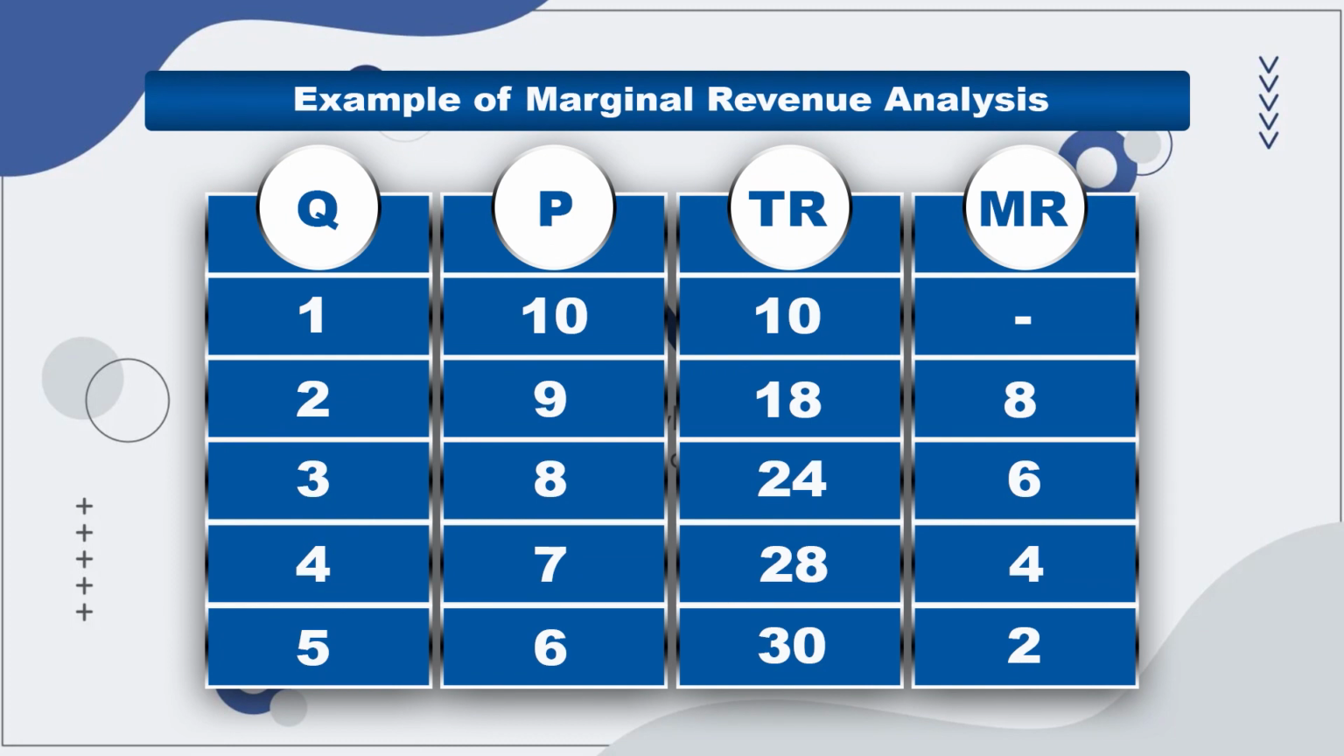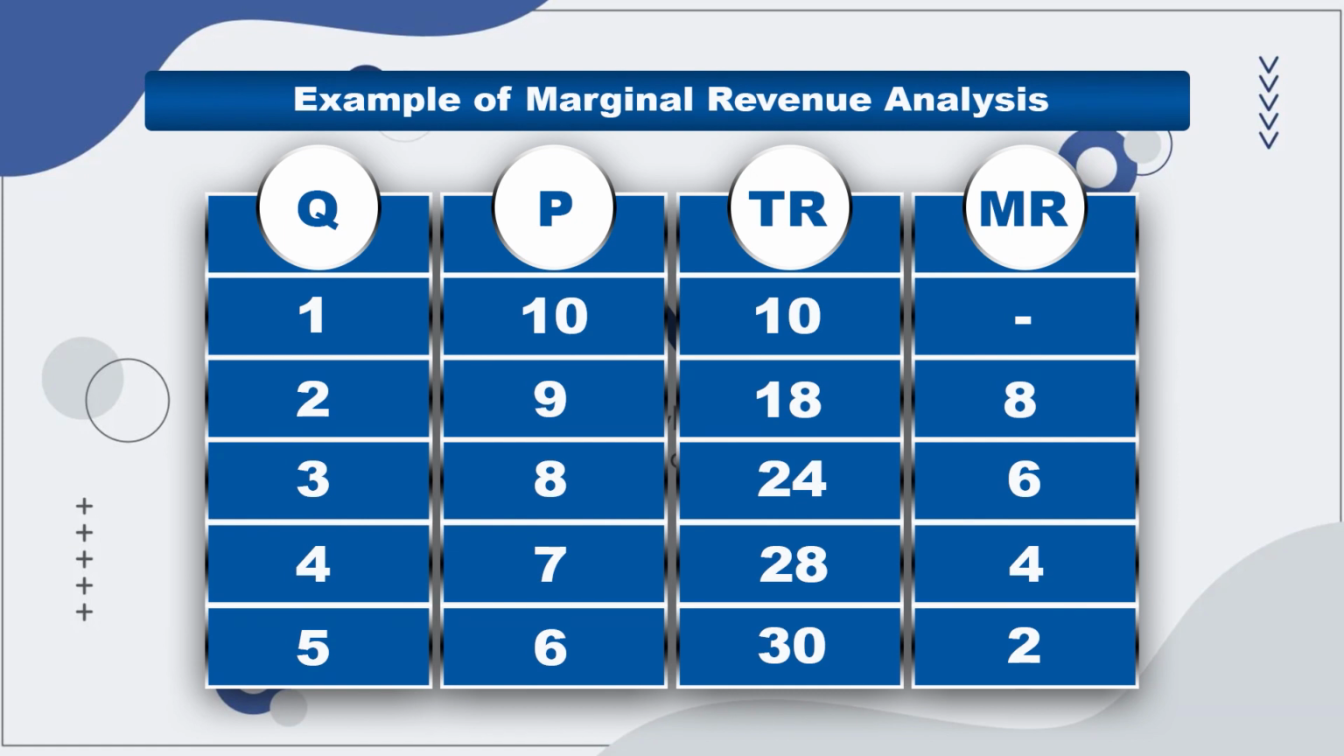marginal revenue. For example, when the total revenue has increased to 18 from 10, we say that the marginal revenue is 18 minus 10. 18 is the total revenue that is achieved after the sale of one additional unit, that is from 1 quantity to 2 quantity, right. In this case, marginal revenue is calculated as the total revenue at the current point, that is the sale of 2 units, minus the total revenue at the previous point, the sale of 1 unit, that is 8. Accordingly, you can calculate the rest.